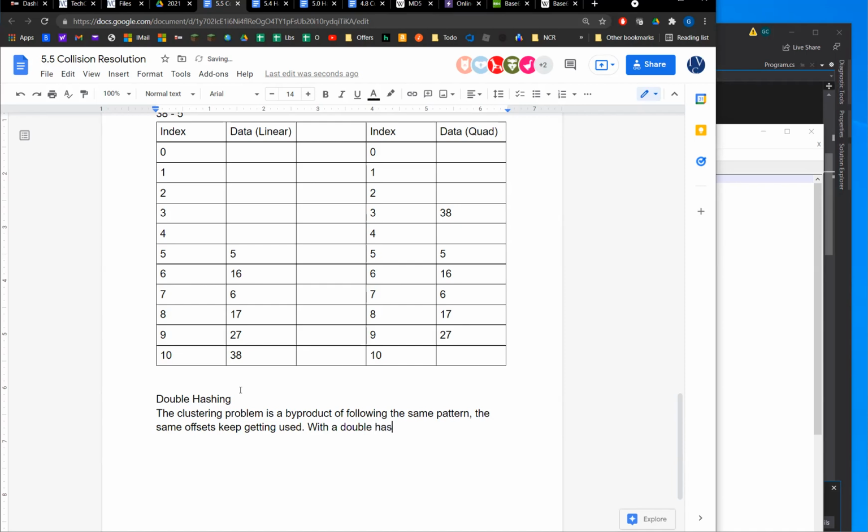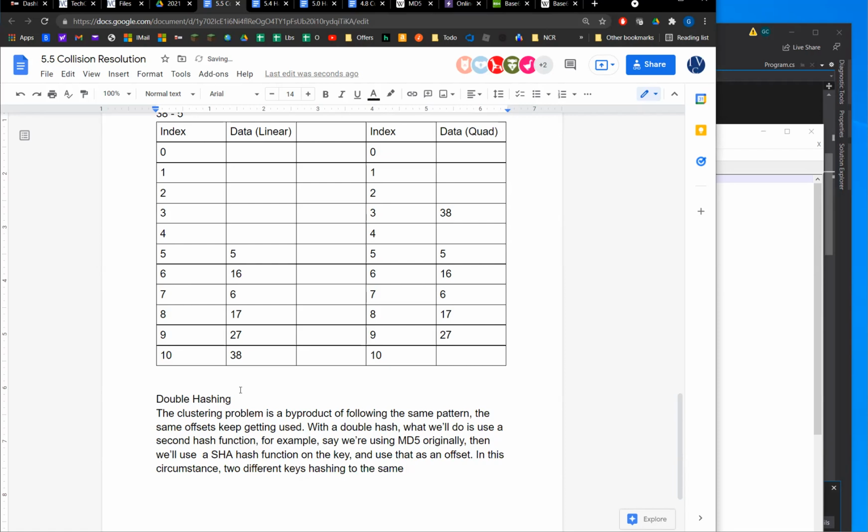With double hashing, what we'll do is use a second hash function. For example, say we're using MD5 originally, then we'd use one of the SHA hash functions on the key, and use that as an offset. In this circumstance, two different keys hashing to the same location in the table would not follow the same jump point or the same direction as each other.